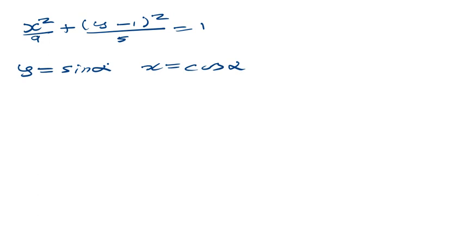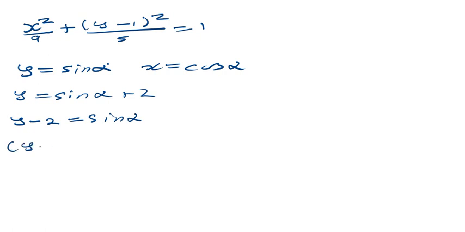Now if this was y equal to sine alpha plus 2, there's no difference, it's still the same thing. You would have y minus 2 on this side, equal to sine alpha. Then you square both sides: y minus 2 squared is equal to sine alpha squared.